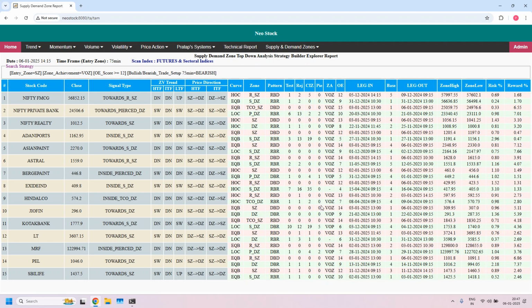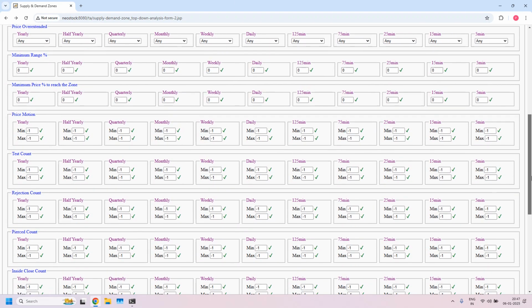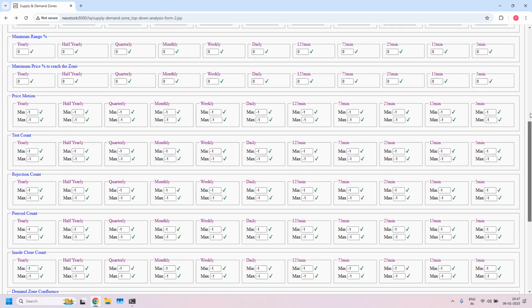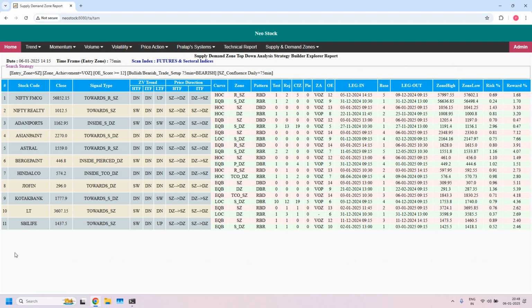Let's check whether any of these supply zones are pierced. It seems none of them. Anyway, you please look into them. I am seeing very fast. And out of these 15, how many supply zones are having ITF and LTF supply zone confluence? That is 75 minutes with daily supply zone confluence. I am enabling the filter, 75 minute supply zone with daily supply zone confluence. Let's filter. We got 11 stocks. All these 11 75 minute supply zones are part of the daily supply zone. And daily trend is down in all these stocks.